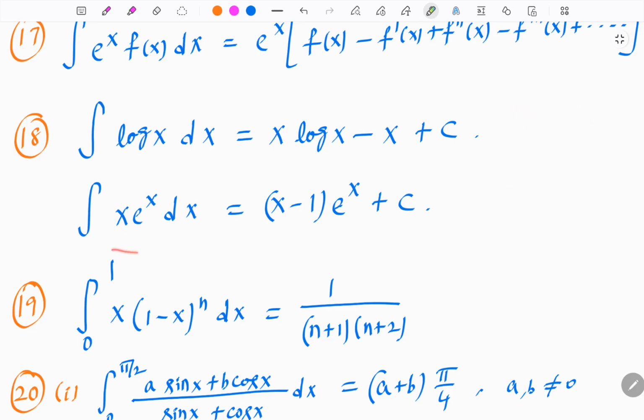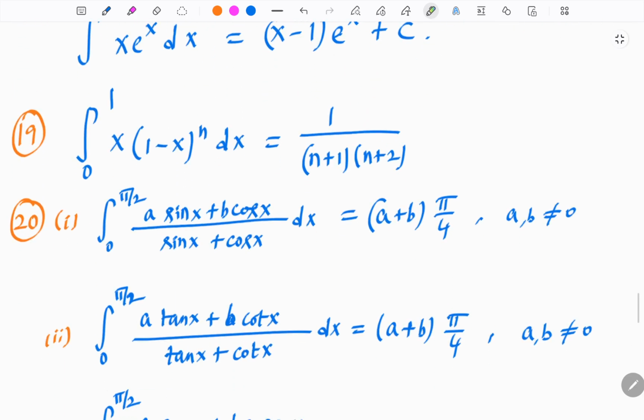Okay. Then the integral of x e power x. This is also a standard result. Generally, if you expand this, what you will get, I will write here: x e power x minus e power x plus c. But if you observe here and here, e power x is common, so I took it common and wrote directly. It is also a very, very important standard result. You should remember, students.